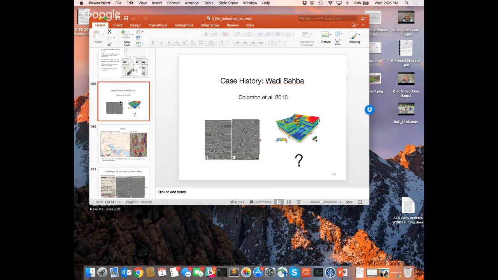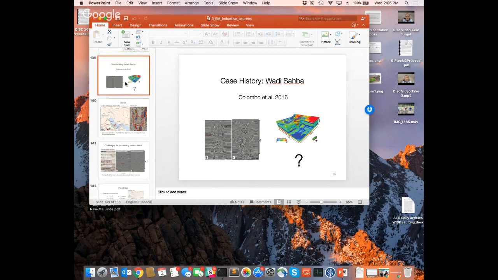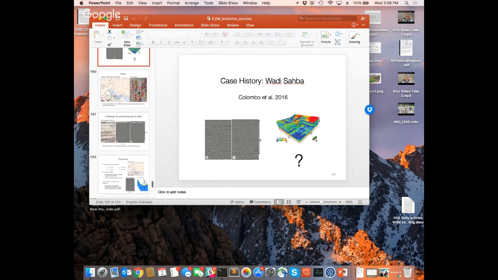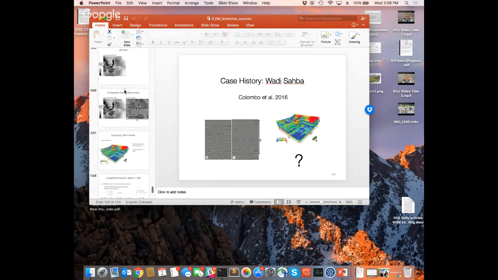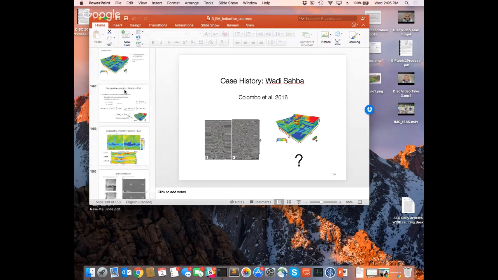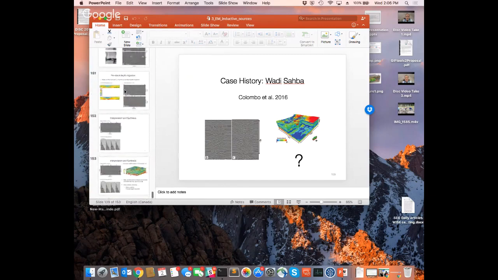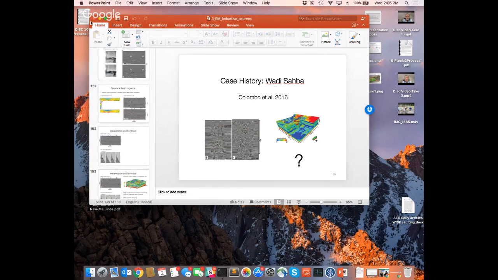Here's a case history by a really great guy at Saudi Aramco, on Wadi Saba. Here's the use of airborne time domain EM to help refine the near surface structure to get a better velocity model for seismic interpretation.